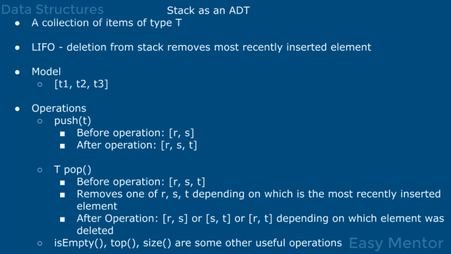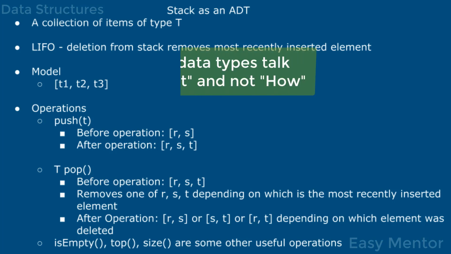The model can be represented as a plain sequence, actually a set of values. So in this particular case, T1, T2, T3 are of type T, and the push operation increases the size of the stack by 1. It doesn't tell you how you're going to maintain the insertion order, because to honor the LIFO criteria, you have to also maintain which element was inserted when. It just talks about the whats and not the hows, basically.